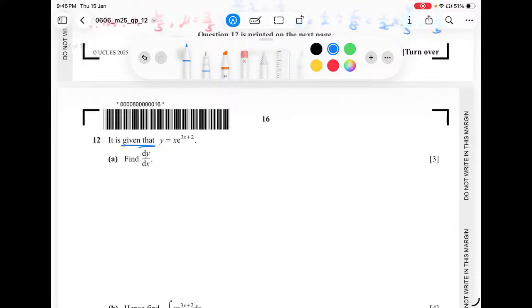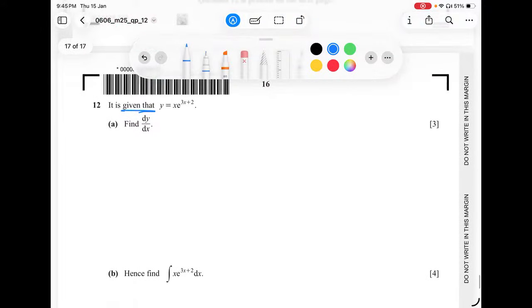Now let's move on to the last question here. It is given that y is equal to x e to the 3x plus 2. Find dy over dx. So that's going to be simple. You just recognize here this is x times e to the 3x plus 2. So we use the product rule.